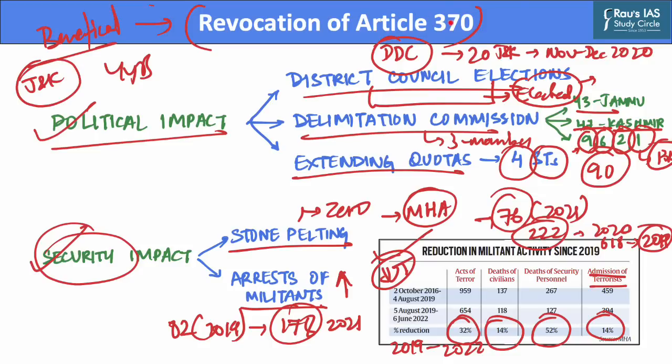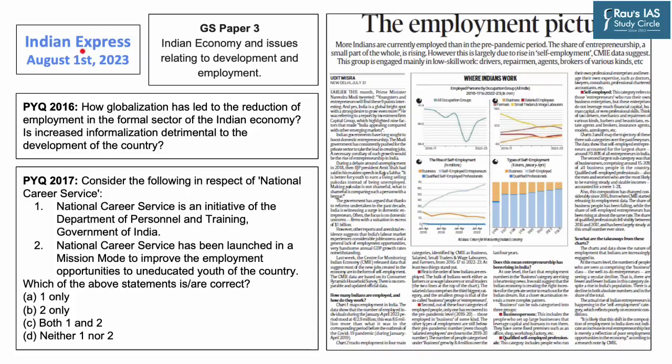This was all for today's discussion on the revocation of Article 370. Now moving on to the second article of the day, which appeared on August 1st in the Indian Express. This article deals with the employment picture that exists in the country. Also, it gives us certain data about the number of people employed, and it also gives us the classification of categories and the number of people who are employed in these categories.